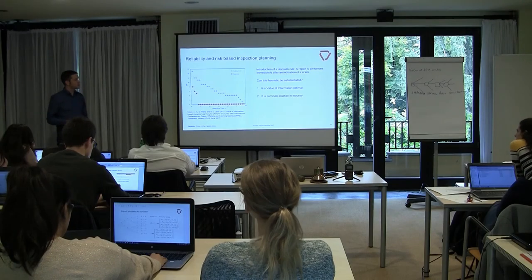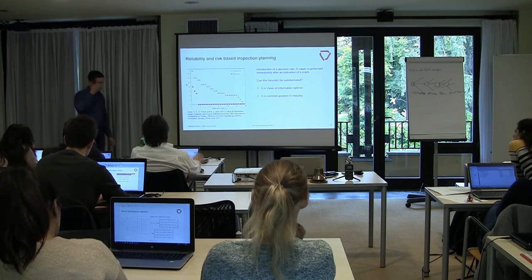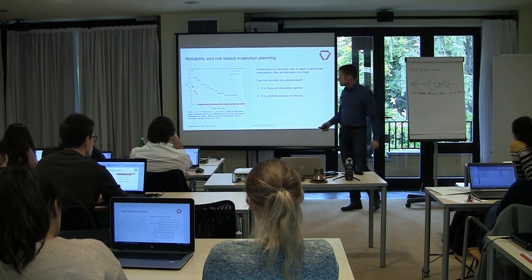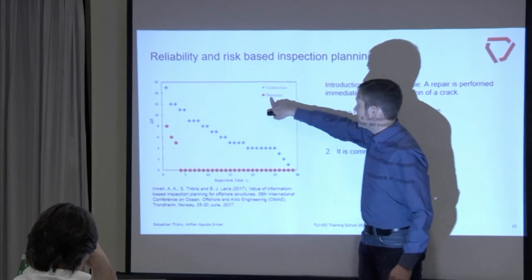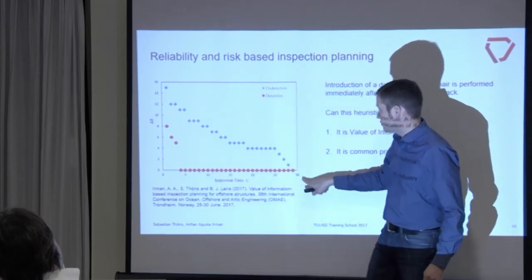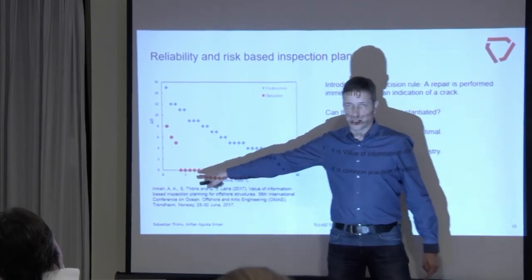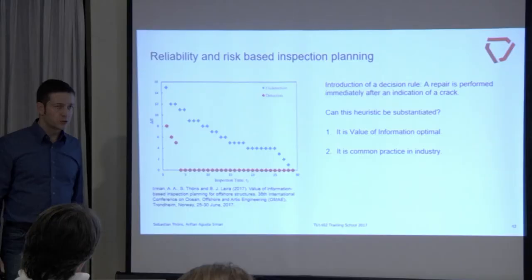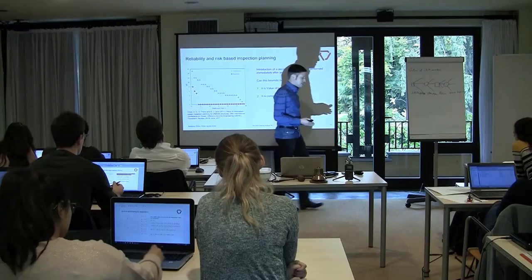It's optimal in the value of information analysis to do the repair just after the inspection if you get an indication. So that's the red dots here. If you detect the damage, then from year 4 in the service life of 30 years, it's optimal just to do the repair after the indication. In the very beginning, it's optimal to repair later. But the optimality for most of the time during the service life is just to do the repair after inspection.